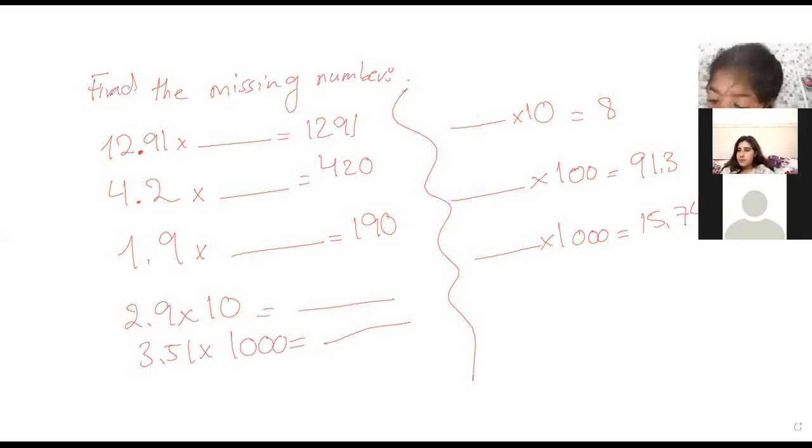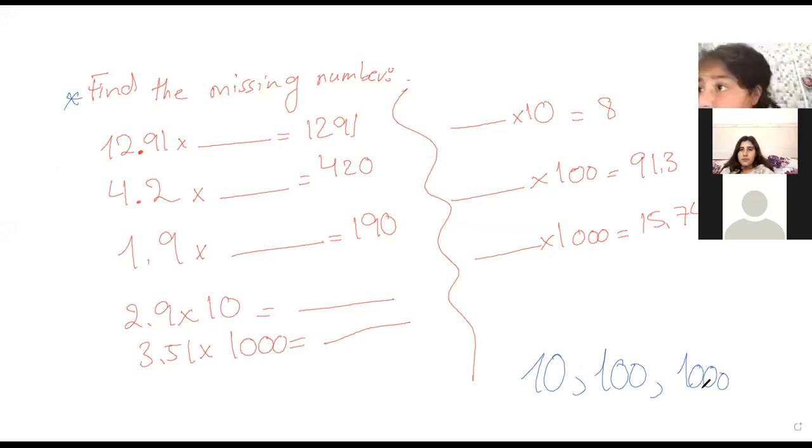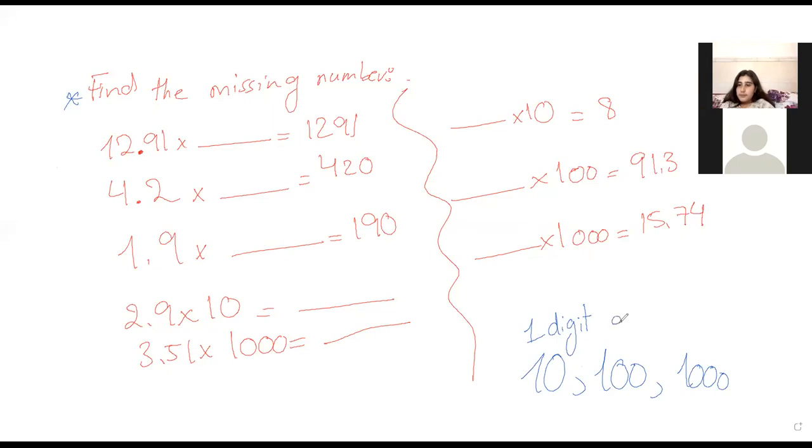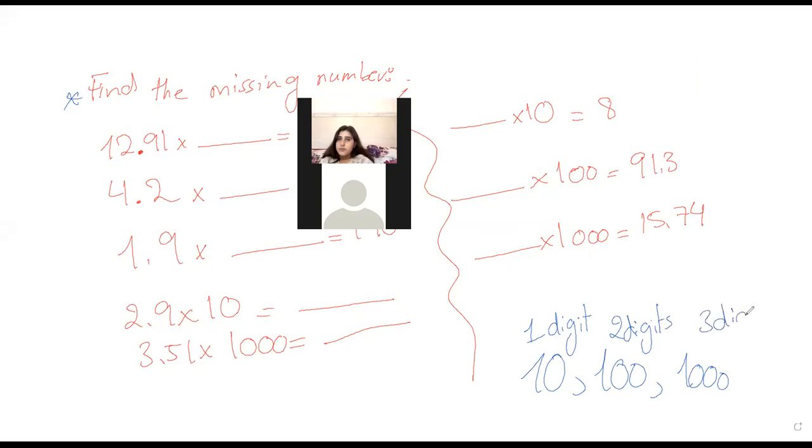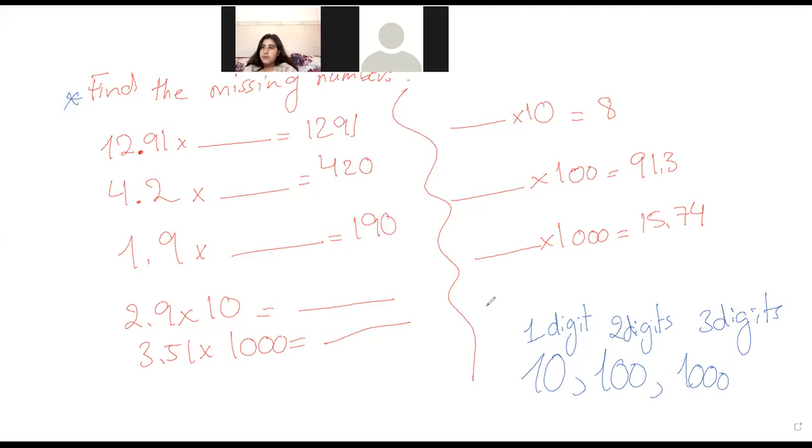The homework looks like this question, okay? So pay attention. How do we find the missing number? We said yesterday, if there is no 10, 100, or 1,000, we should fill the empty space with either 10, 100, or 1,000. How do we know? We look at the number, we look at the point. How many digits did we move the point? If we moved the point one digit, we are multiplying by 10. If we move the point two digits, we are multiplying by 100. If we move the point three digits, 1,000.